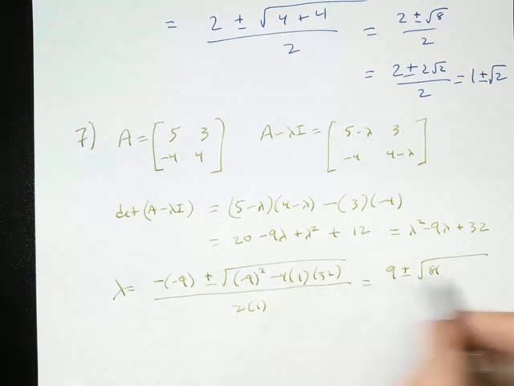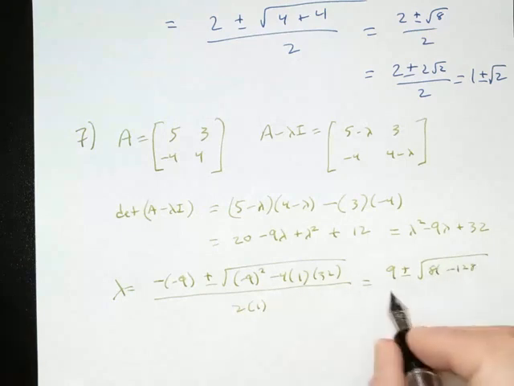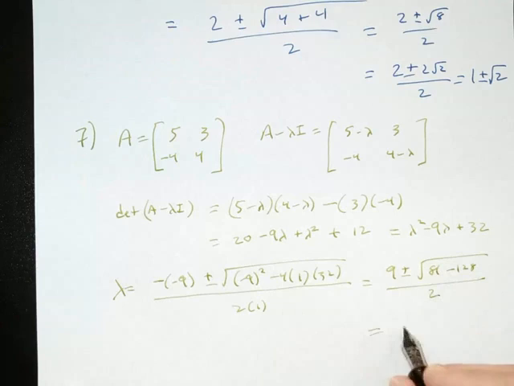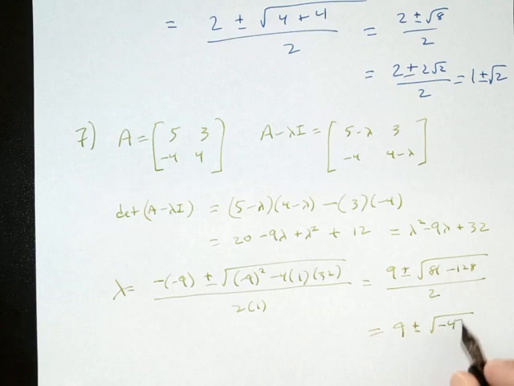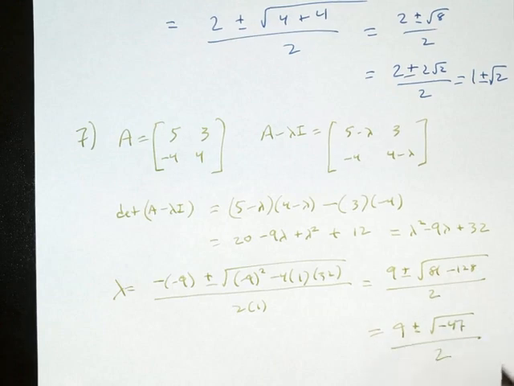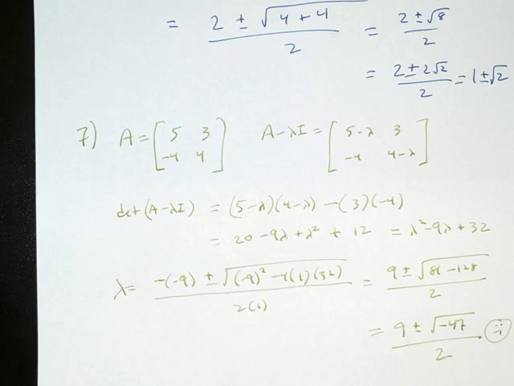9 squared is 81. 4 times 32 is 128. 9 plus or minus the square root of negative 47 over 2. My roots are complex numbers.